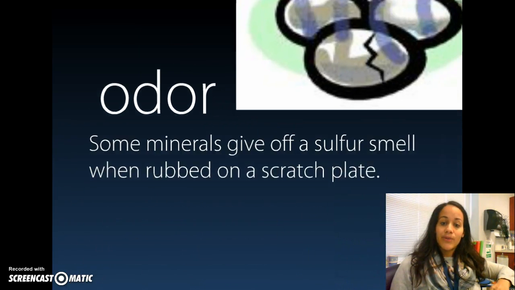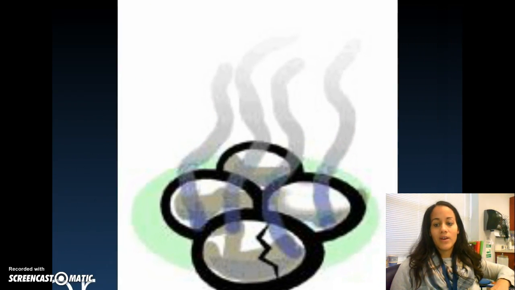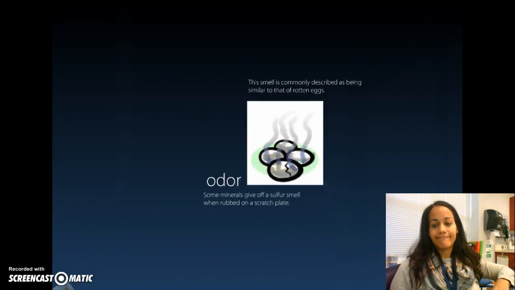Odor, some minerals are smelly. Sulfur smells pretty bad, and it does give off a smell when you scratch it on a streak plate. We do have some sulfur, and it tends to smell like rotten eggs.